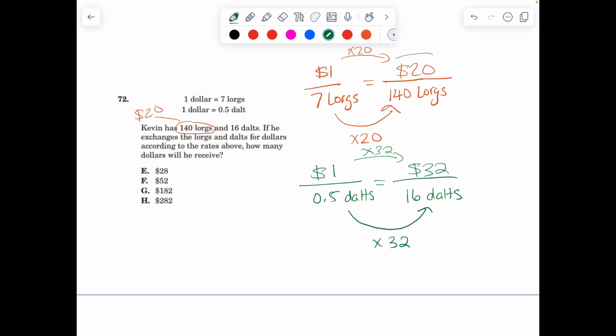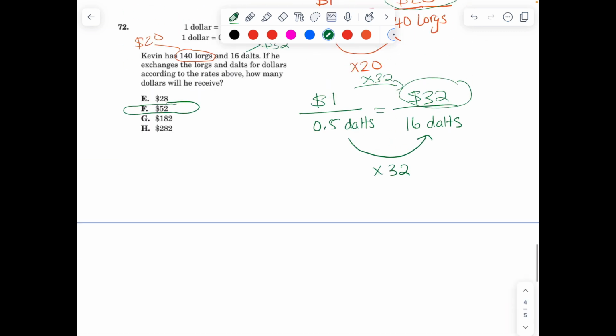So he has the $20 from the lorgs, he has the $32 from the dolts, and so that means that altogether he's got $52. All right, that is the last question.